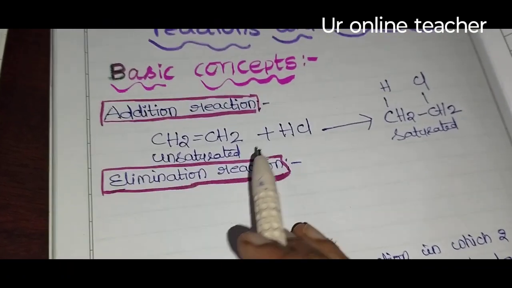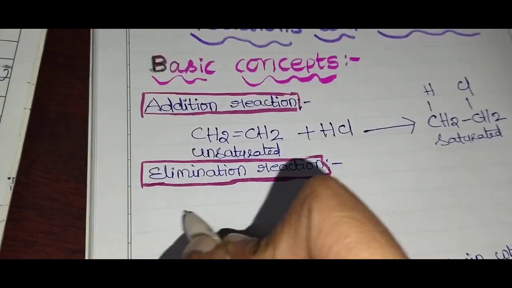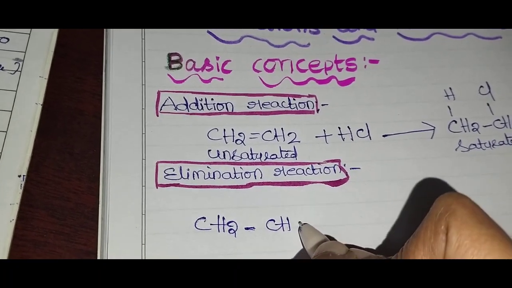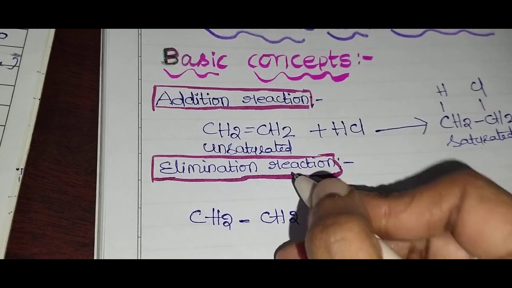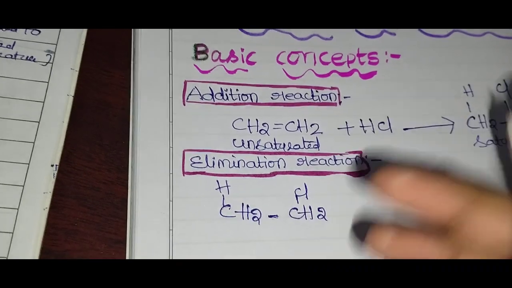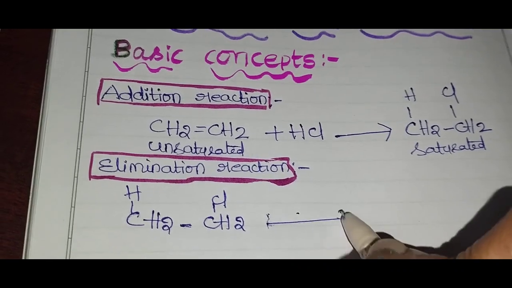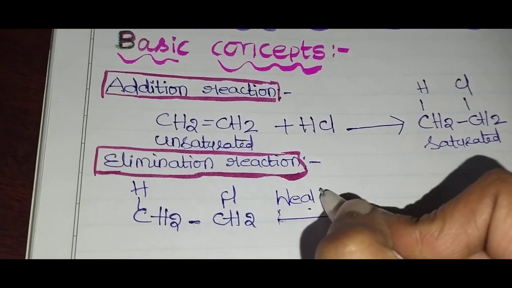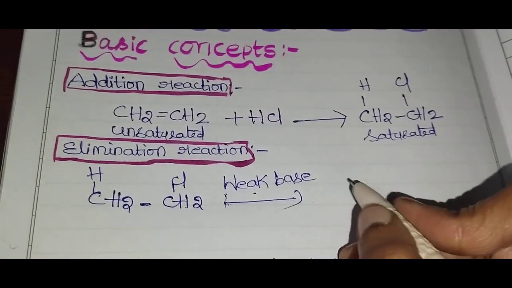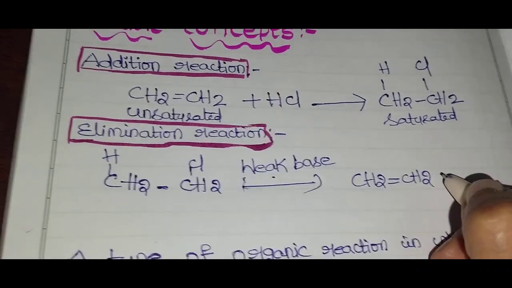Then, what are elimination reactions? First, I will explain it with one example. We write a saturated compound like CH3CH2Cl. Here, a weak base. The elimination reactions are done with a weak base. When a weak base is taken, then what happens? It will be converted into an unsaturated compound.